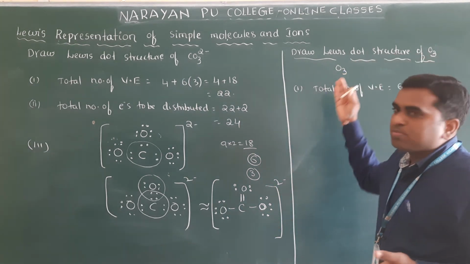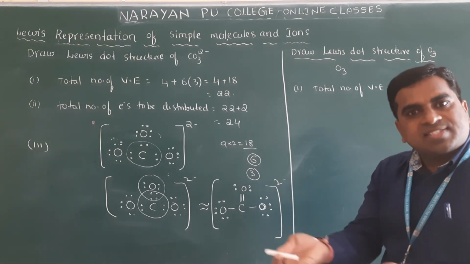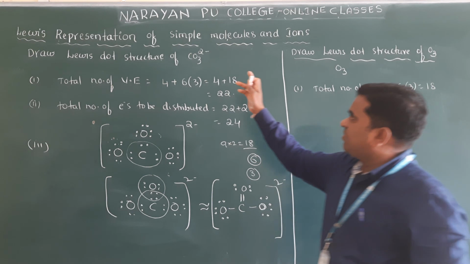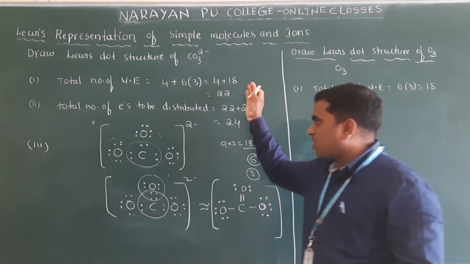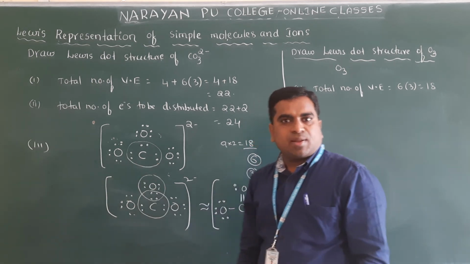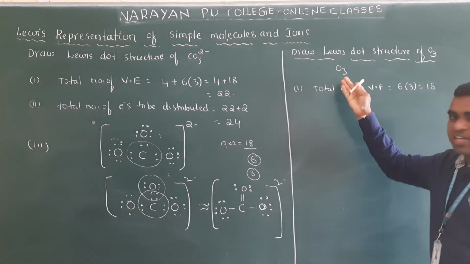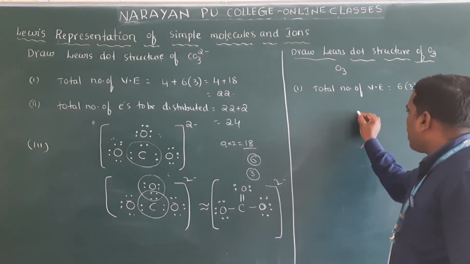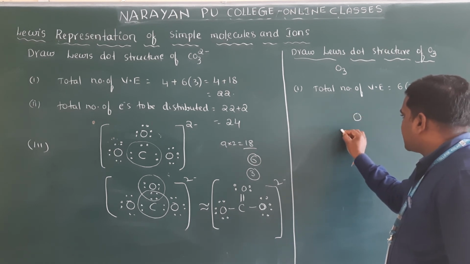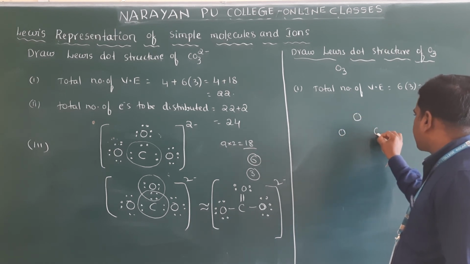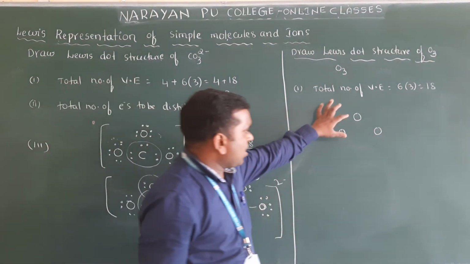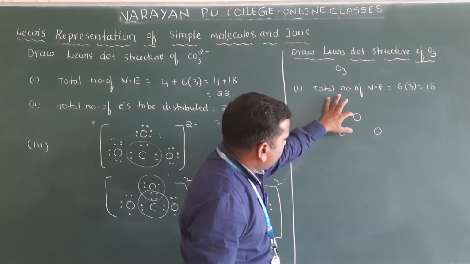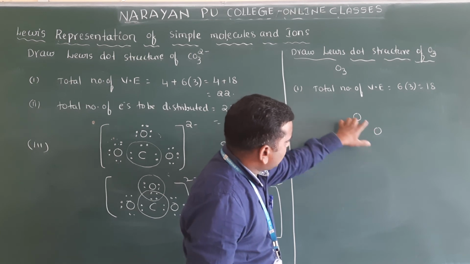Now, what is the central atom here? All atoms are the same, so that's why oxygen only acts as the central atom. Here you see previously 2 different atoms were there, so carbon is less electronegative than oxygen, so carbon acts as the central atom. But here all 3 atoms are the same, so one of the oxygens acts as the central atom, and around this you put the oxygen atoms. This is the skeletal structure. This is oxygen, the central atom, and 2 terminal atoms.